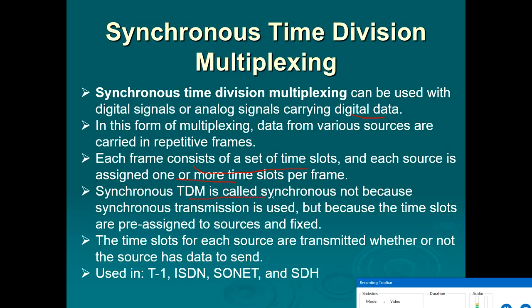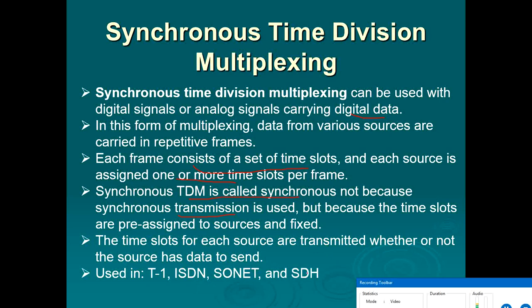Synchronous TDM is called synchronous not because of synchronous transmission, but because the time slots are pre-assigned to the sources and are fixed. So each user has a fixed, pre-assigned time slot. That's why it is called synchronous. Now, the time slots for each source are transmitted whether or not the source has data to send.